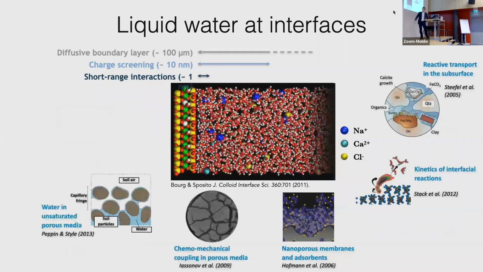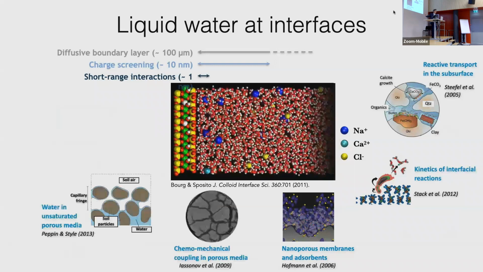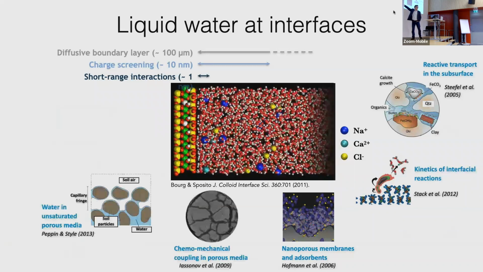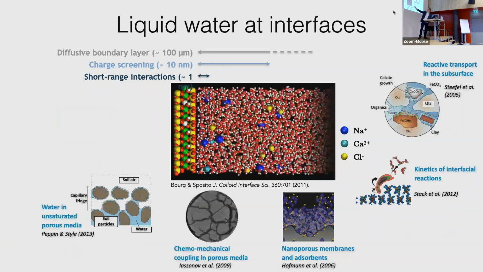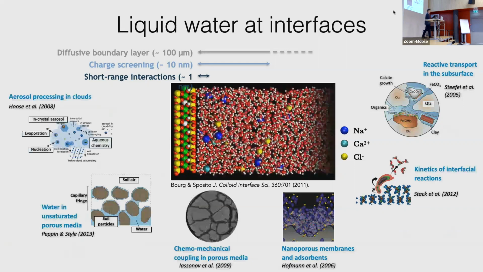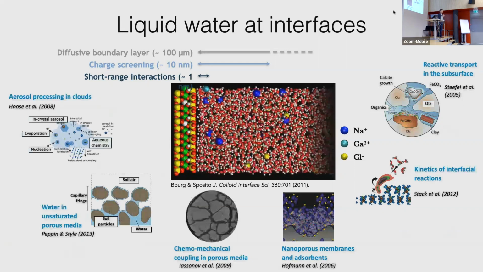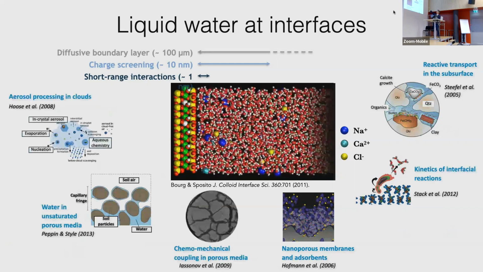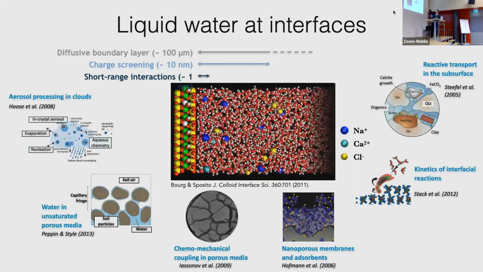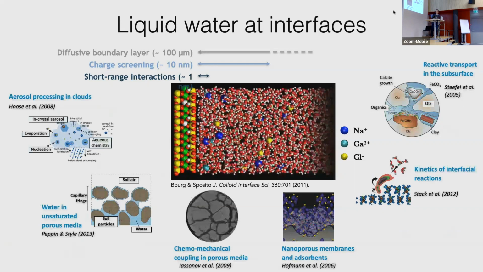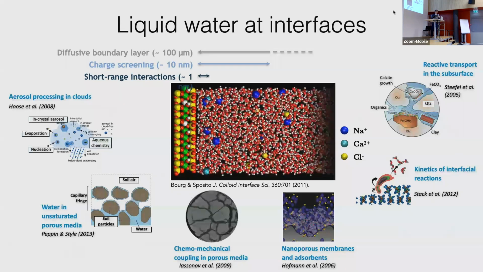A bunch of stuff that happens in the critical zone in the soils, where clearly most of the water is going to be strongly affected by what's going on at interfaces, including water-solid and water-air interfaces, and also aerosol processing in clouds, where most of the water is located quite close to the nearest interface. So in principle, all of these things are affected more or less by the distinct behavior of water and solutes when they're near a surface, whether it's a water-solid interface or a water-air interface.